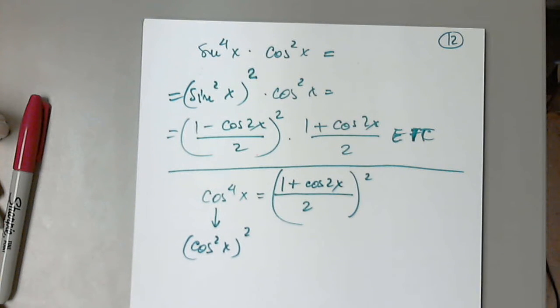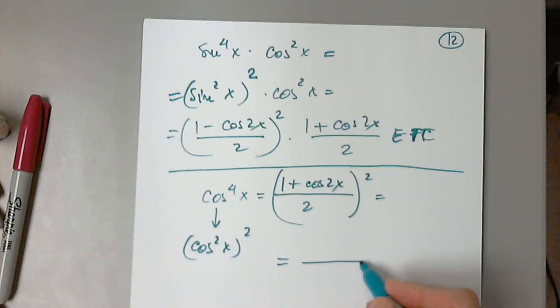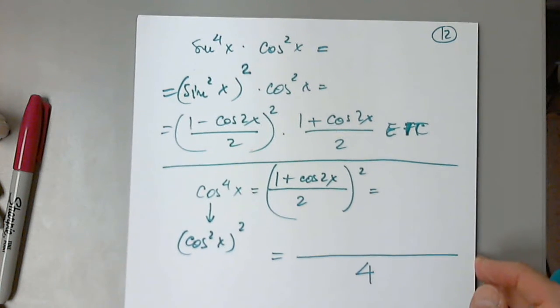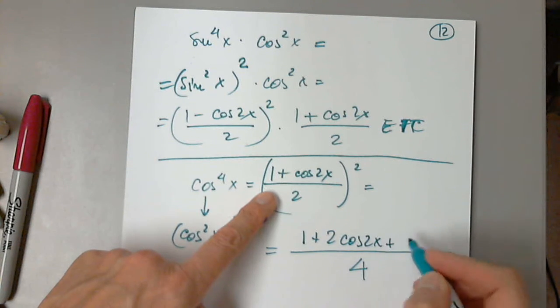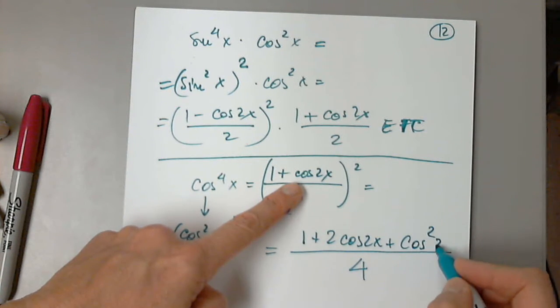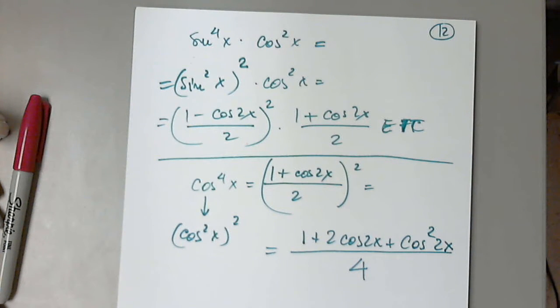So since it's cosine to the 4th, cosine to the 4th is cosine squared squared. I don't have a formula for that, but I have a formula for this, so I just replaced it with 1 plus cosine twice x over 2. But now I have to square that. So when I square this, I get 3 terms at the top and 4 in the denominator. First term squared plus 2 times the first times the second plus the second term squared. Tell me to find the point where you want me to go back to.